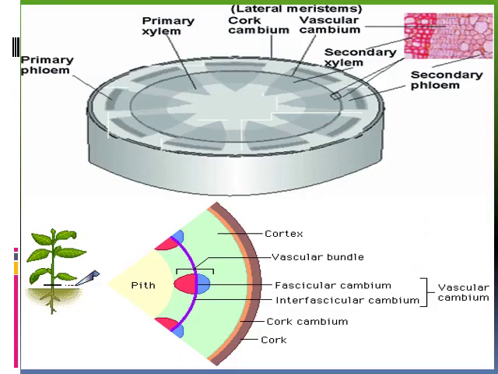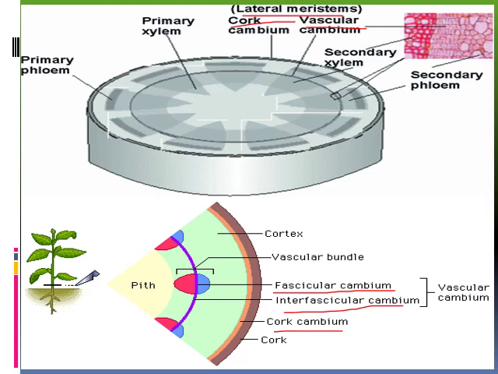So here we have the image regarding lateral meristem. As you know, the lateral meristem consists of two cambium. One is cork cambium, the other one is vascular cambium. Both play a role in increasing the girth, or the secondary growth, of the plant. So further, vascular cambium consists of two types of cambium. One is fascicular cambium, and in between two fascicular cambium there is an interfascicular cambium, and here we have the cork cambium.